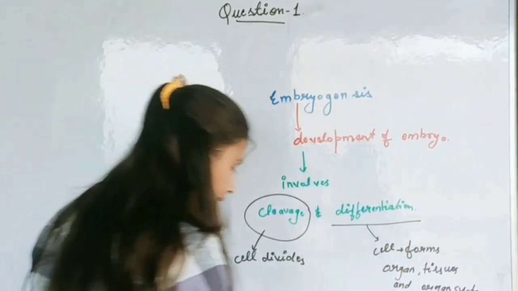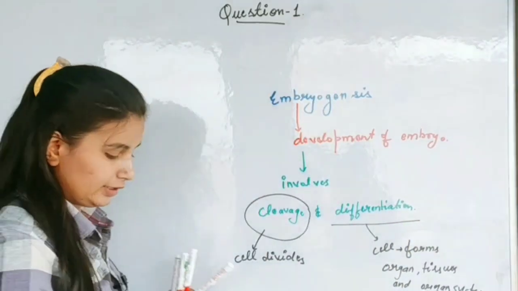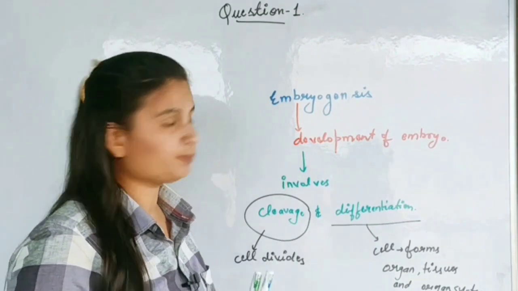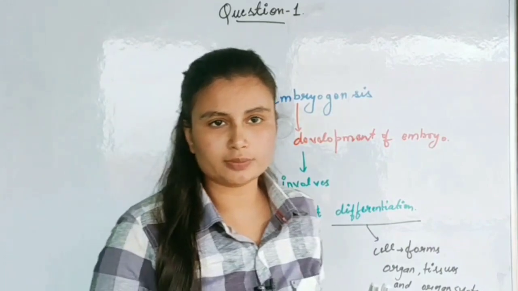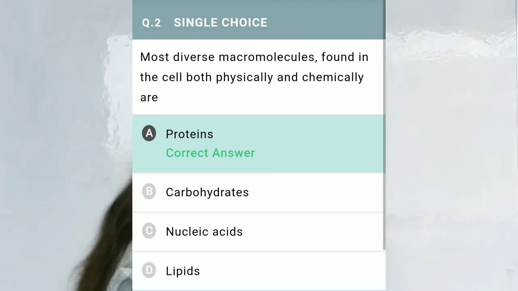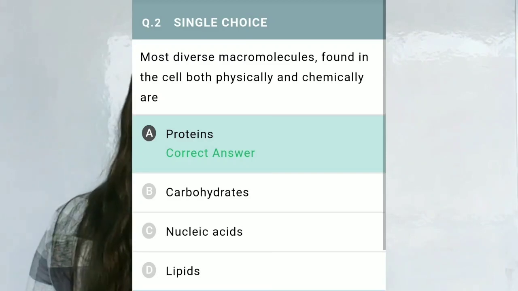So the correct option of this question is option D, that is both cleavage and differentiation. Now move to the next question, question number 2. Most diverse macromolecule found in the cell, both physically and chemically, is. So the correct option is protein.